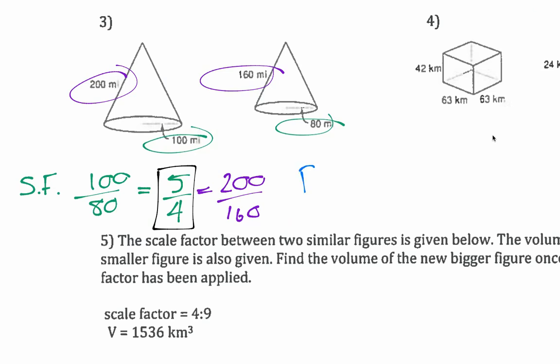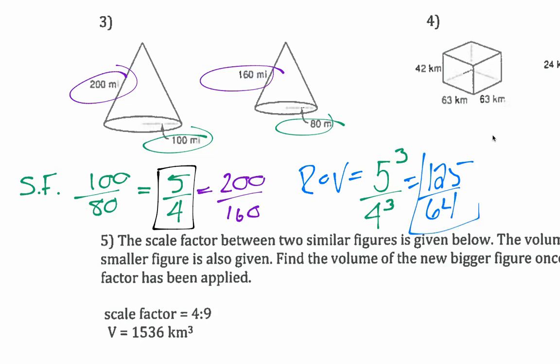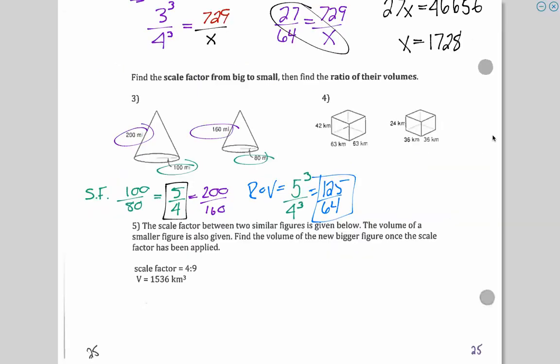And so our ratio of volumes is going to equal 5 cubed over 4 cubed, which equals 125 over 64. Number 4 is done the same way. You have 3 options to choose to create your scale factor.